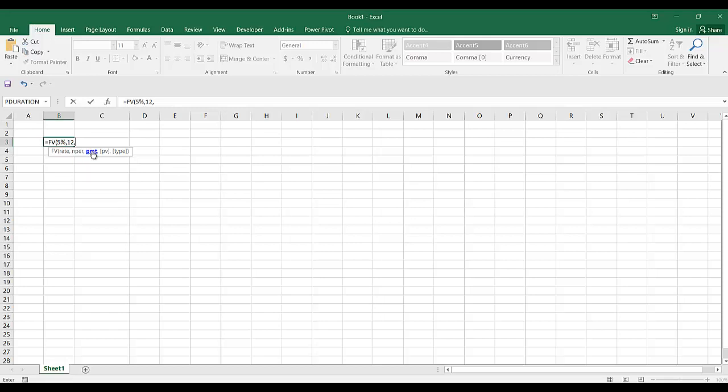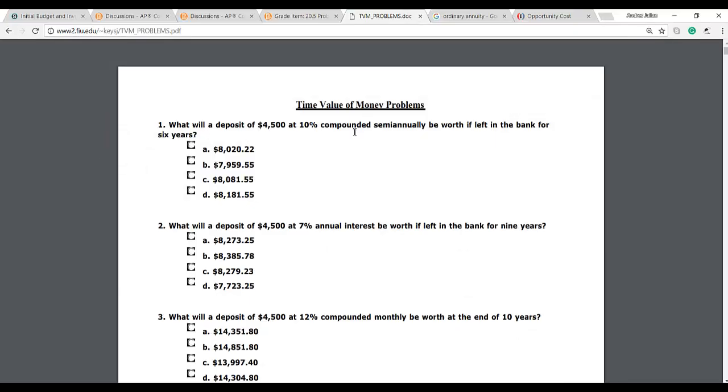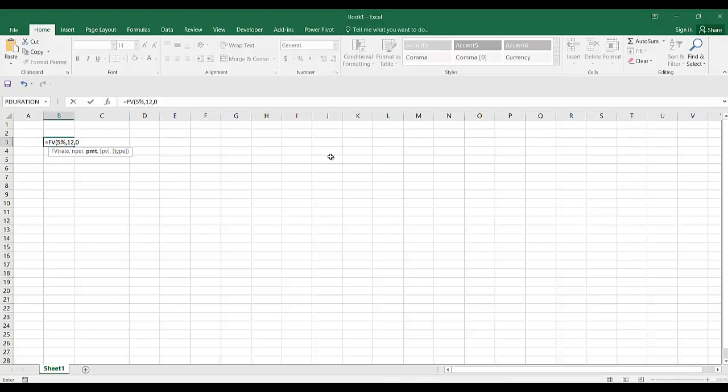Now the monthly payment is 0 because we're just going to let the money sit there in the bank for 6 years. We're not going to put in more money. We're not going to invest every month. We're just going to let it sit there for 6 years and see what we get.